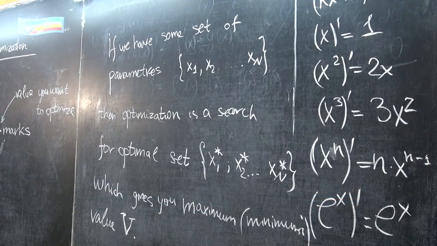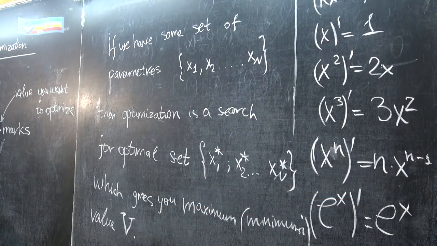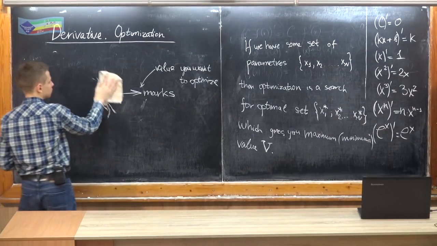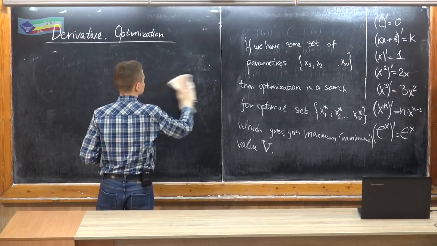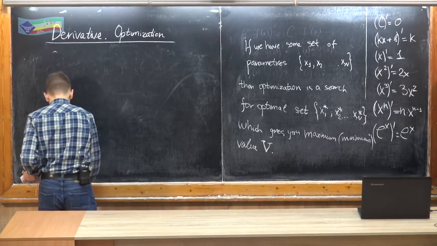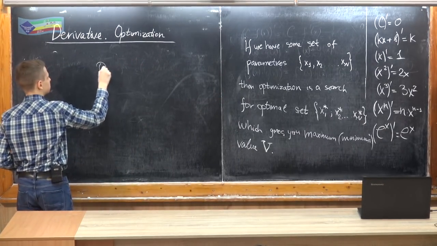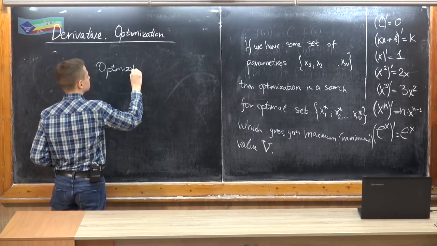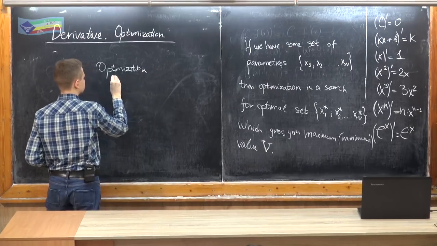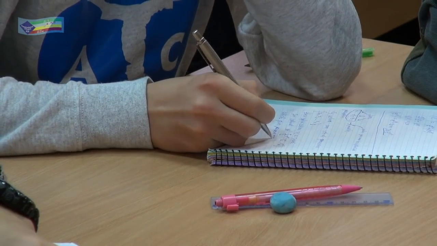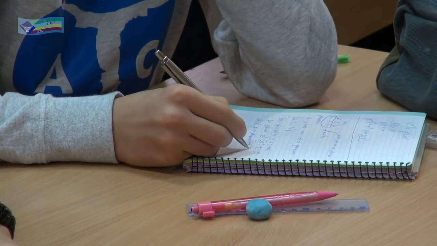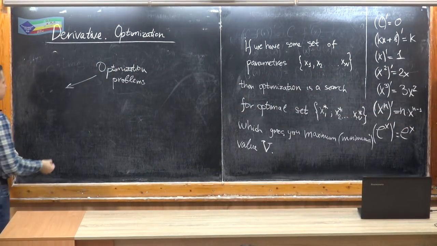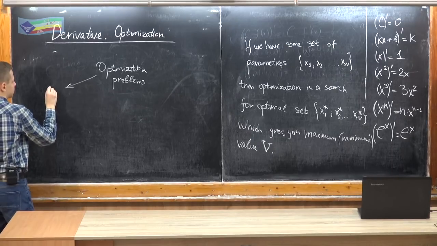And because of this definition, we can see that our optimization problems can be divided into several classes by several traits. First, we will divide them by the set of parameters.